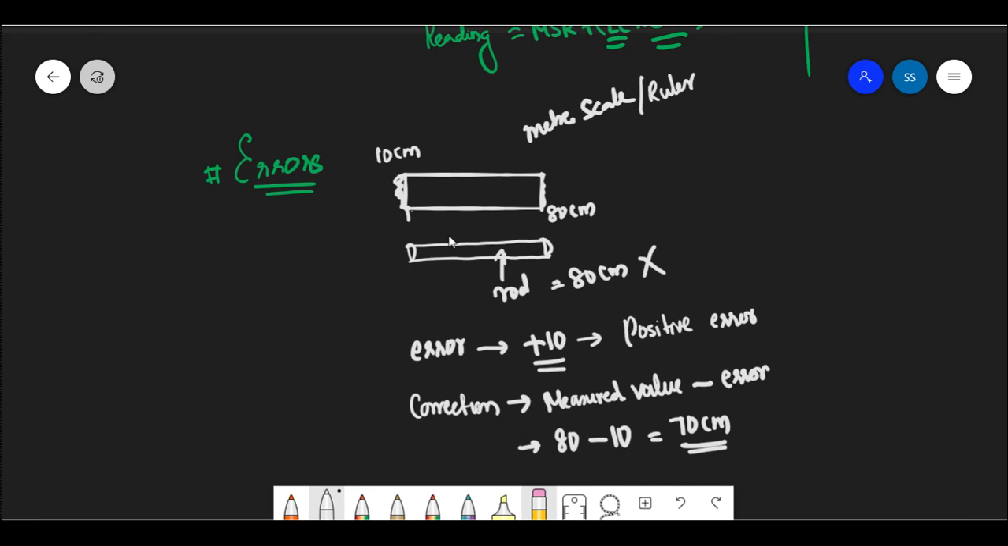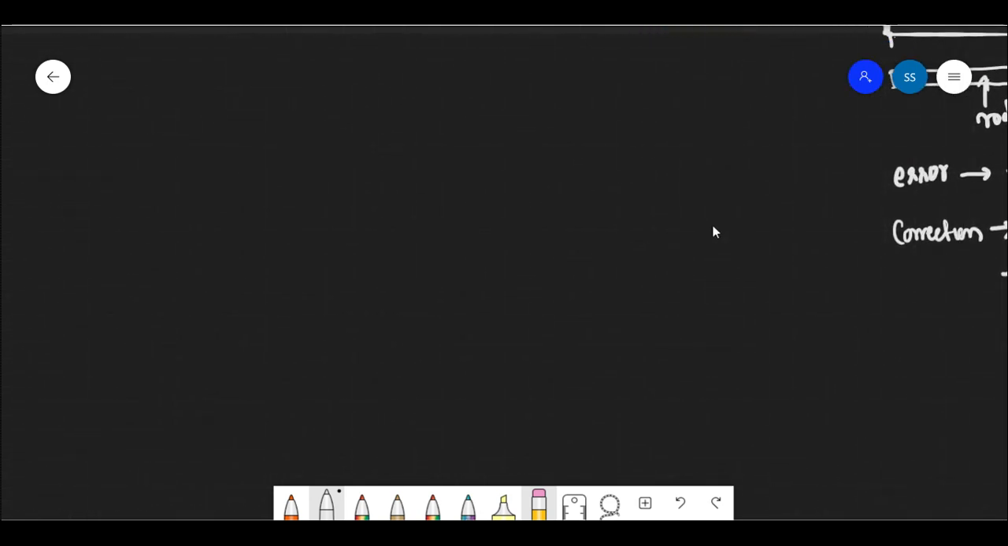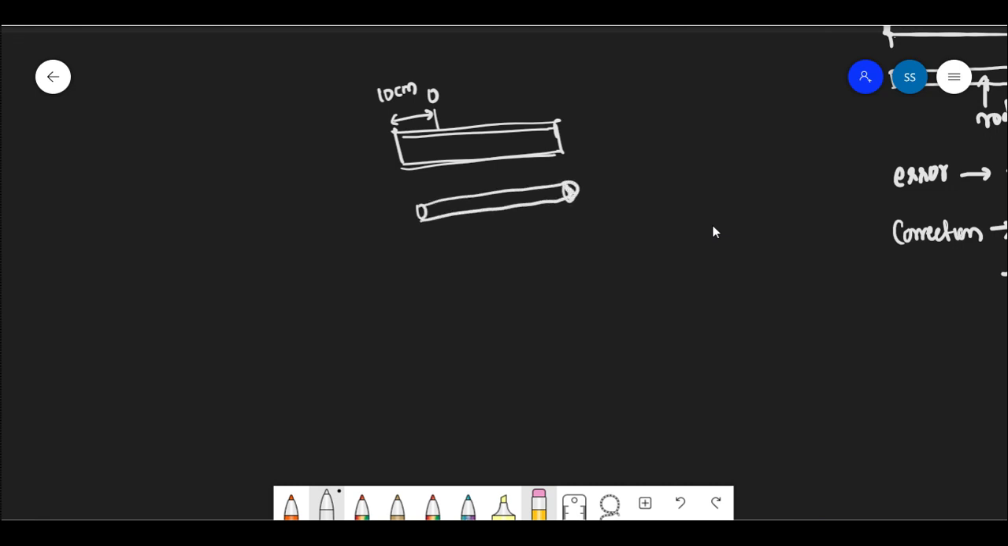So similarly, let's consider that you have another ruler, and the zero starts from here, and it's 10 centimeter extra, the same road, right? Another road, and you have measured the length and you got it as 80 centimeter. Here the measured length is not your actual length. If you write it as 80 centimeter, you can't say that is the actual length.